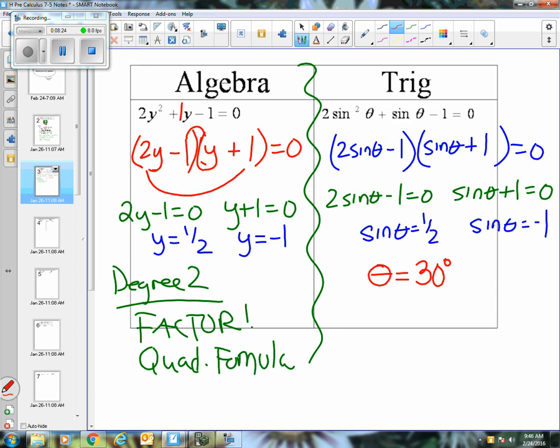Now we need to talk a little bit about solutions. So remember how I said that we could have more than one place, right? Because there's a whole bunch of places that are coterminal with 30 degrees, infinitely many of them. So I want to impose a restriction on you so we have something to talk about. We're going to go from 0 to 360. I want you to think of all the places where sine is a half in 0 to 360.